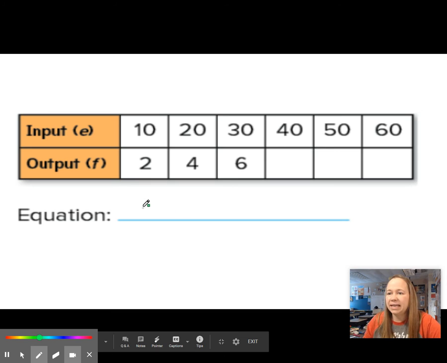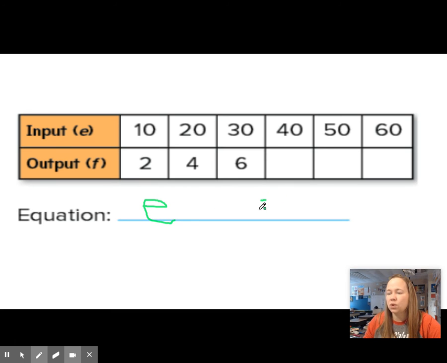Same directions. E, something happens, equals F. Because I know that the equals is F because that's the output. Okay, 10 goes in, and out comes a 2. So it could be, what do you think? Divided by 5. Does 20 divided by 5 equal 4? It does. Does 30 divided by 5 equal 6? It does. So we can be pretty confident here that our pattern is E divided by 5 equals F.